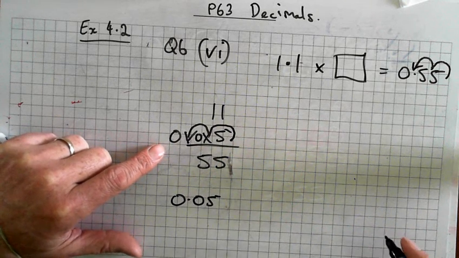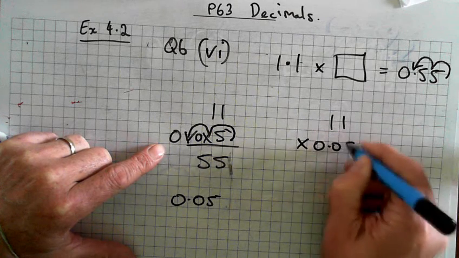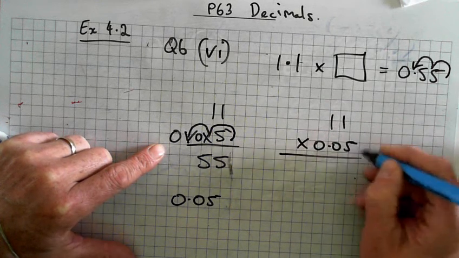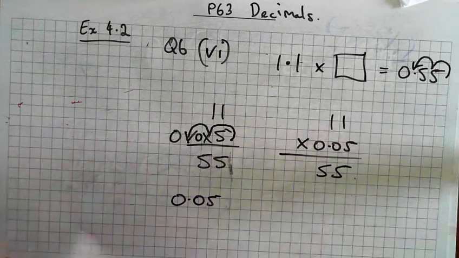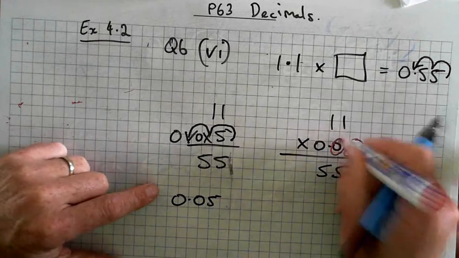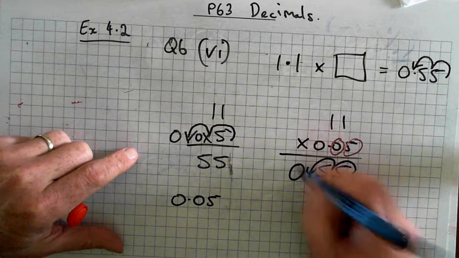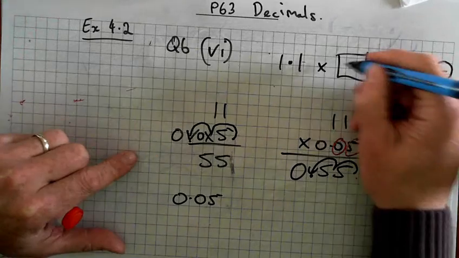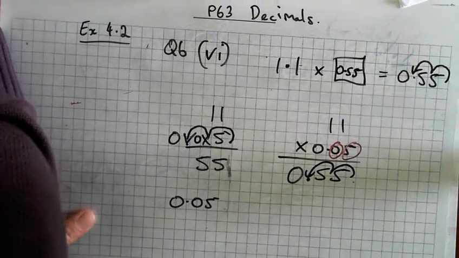We'll look at different ways of doing it. So just double check it. 11 multiplied by 0.05. See if this is the correct answer. 5 times 11 is 55. And then how many numbers are behind the decimal point? 1, 2. Is that the correct answer? Yes, so the answer is 0.55. They're slightly harder, but we'll have to practice.